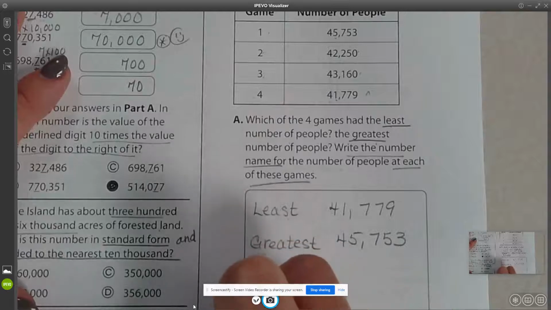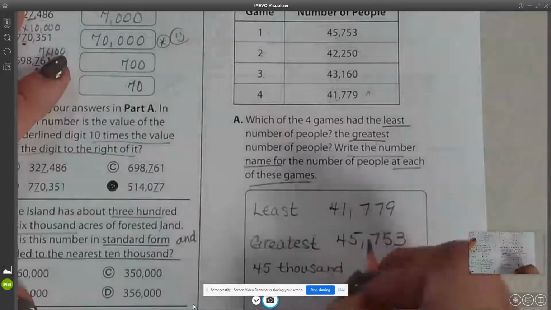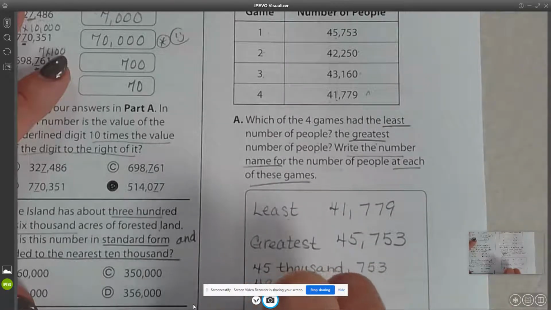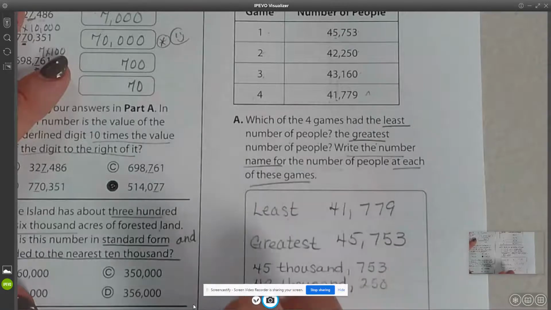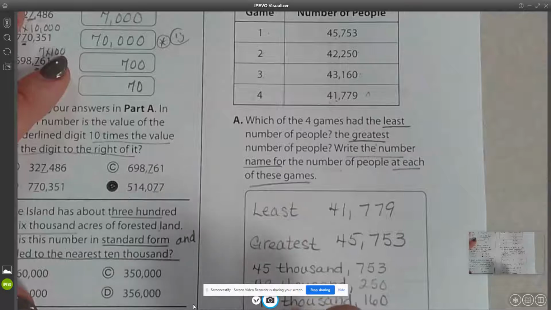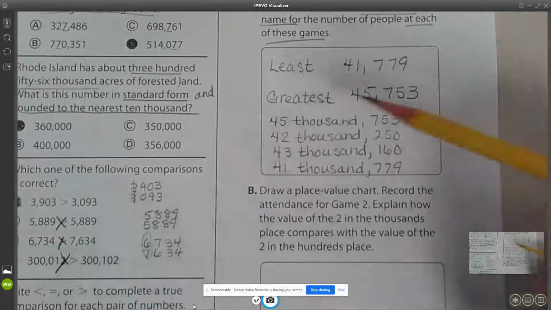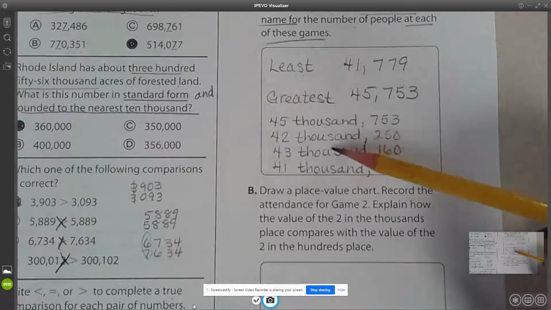So you know what? I'm going to let you take a break and do 45,000. You can just do it in short word form. 45,753, 42,250, 43,160, and 41,779. All right. Once again, I wrote it. I'm writing it. You can write it. And I'm even letting you write the value, the digits for the values. You just have to write the place.